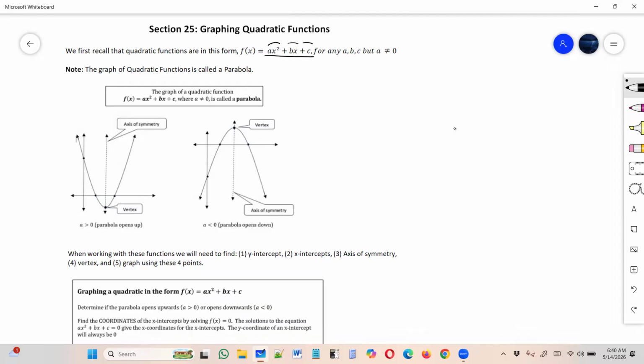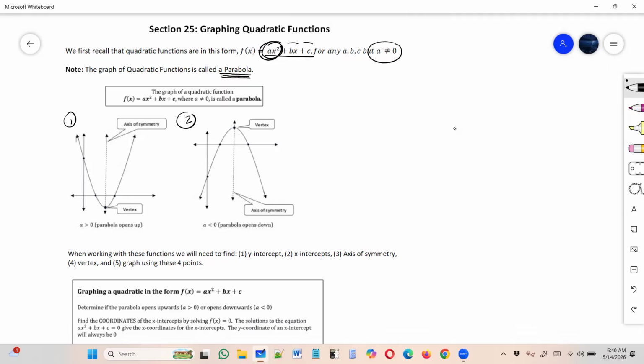Now, for quadratic functions, the only term that is absolutely necessary is the ax squared. The other two terms may or may not appear, but the ax squared is necessary. A cannot be zero. Now, the very first thing that you need to know when we graph a quadratic function is that the graph of a quadratic function is called a parabola. And it looks like one of these two possibilities.